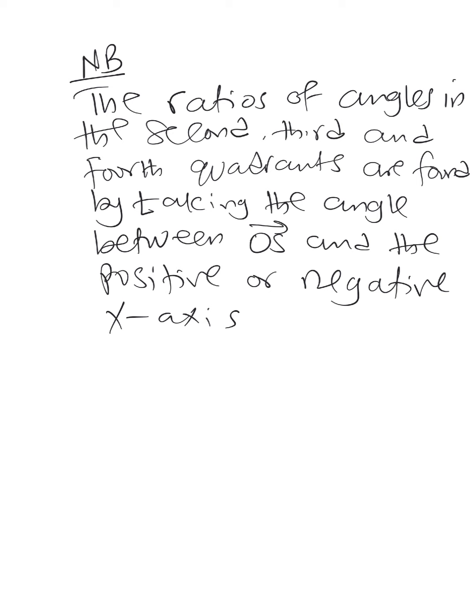The ratios, okay, here is the point. The ratios of angles in the second, third, and fourth quadrants are found by taking the angle between OS and the positive or negative x-axis. You have seen here that when I was working with an angle theta 2, let's say this angle is 135 degrees. If I want to get the ratios of 135 degrees, then I draw that vector OS, and then I look at the angle between OS and the x-axis, positive or negative. In this case, it is the negative x-axis.